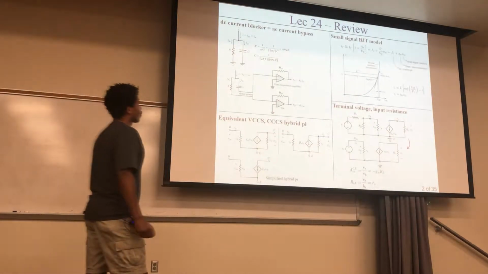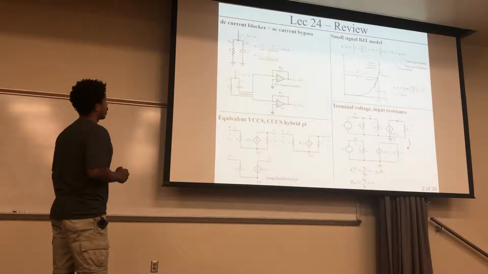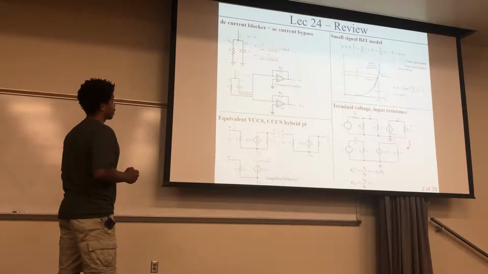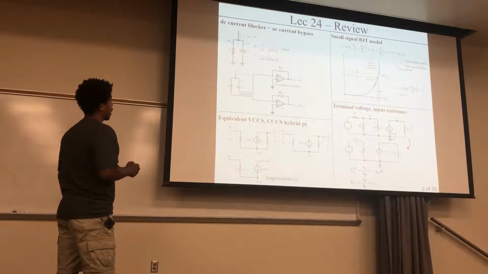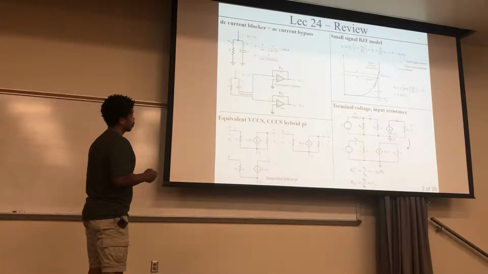Okay, so for review, on lecture 24 we looked at the current blocker, which is the same thing as the AC current bypass, where you have a current that has a DC and an AC component, and this is sort of like a divider where the DC has a tendency to go down this path of resistance, and the AC has a tendency to go down this path right here. You can convert these currents to voltages through a transimpedance amplifier.